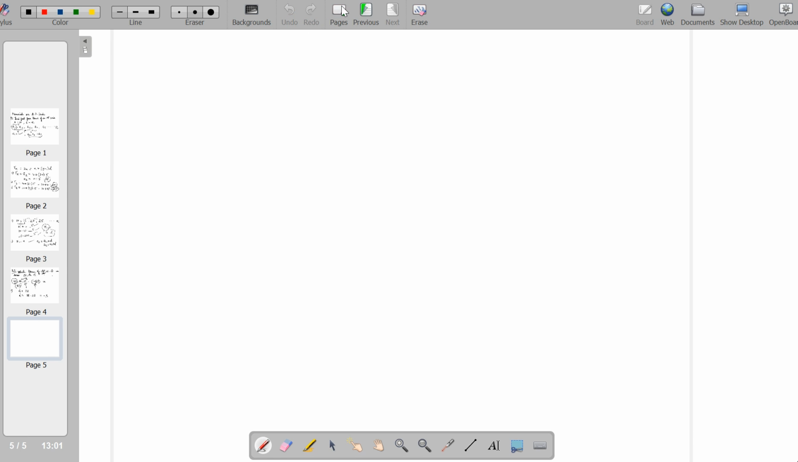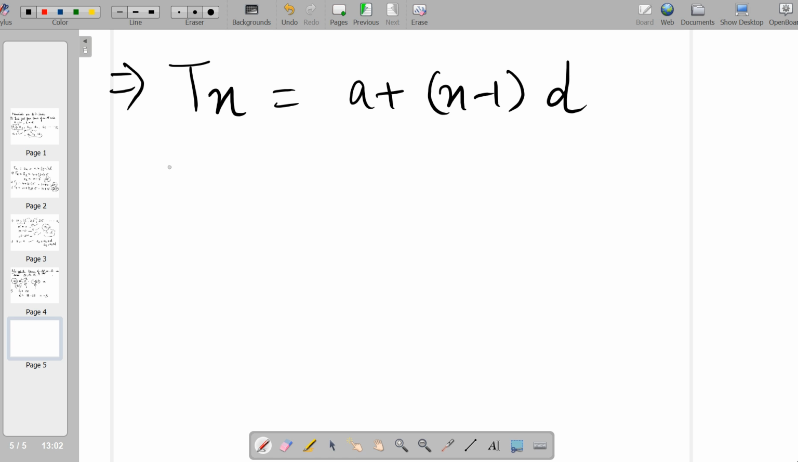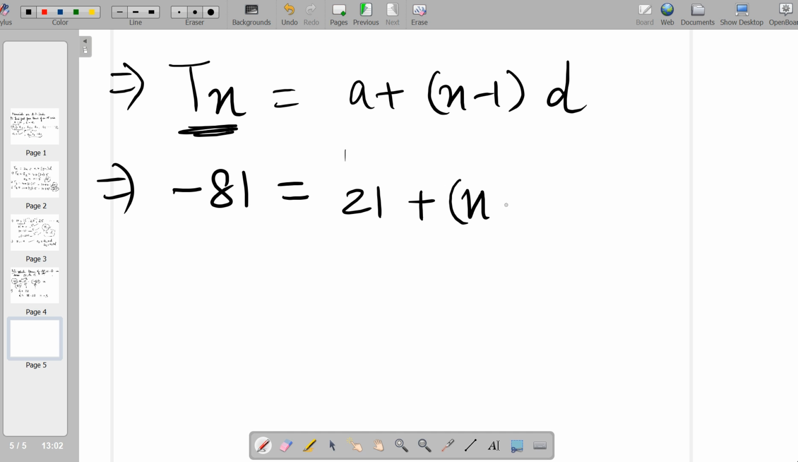Now, you have to find the position of the element minus 81. So you will utilize Tn equals a plus (n minus 1) into d. Now they have given you this value, Tn. What value have they given? Minus 81. Minus 81 is the nth value in that series, and that nth position we have to find. So here a will be 21. n we don't know, so we will keep it as n only, minus 1. And what is the common difference? It is minus 3.